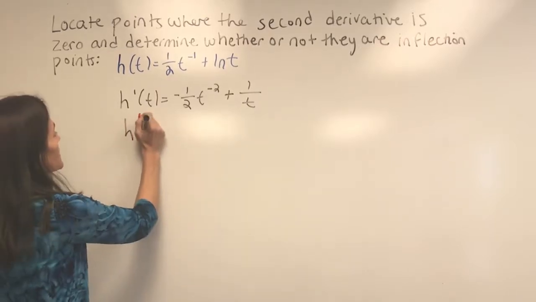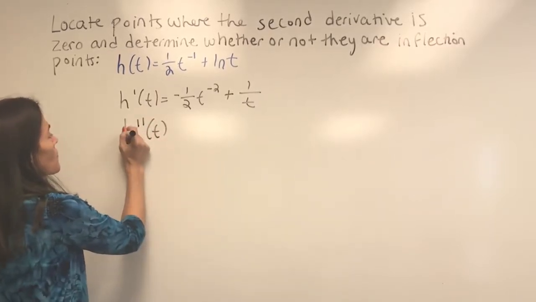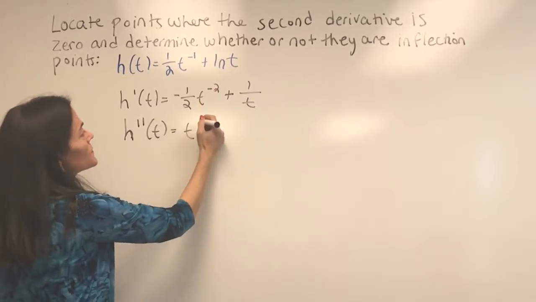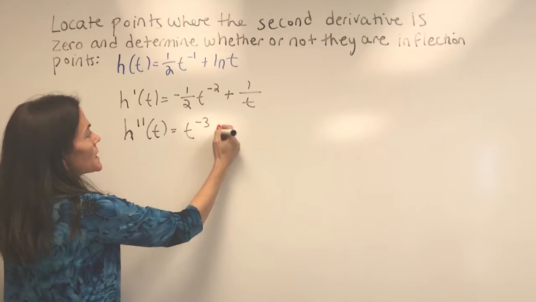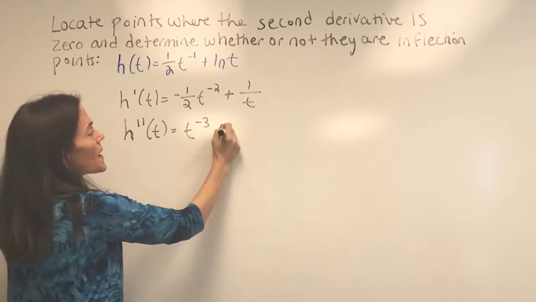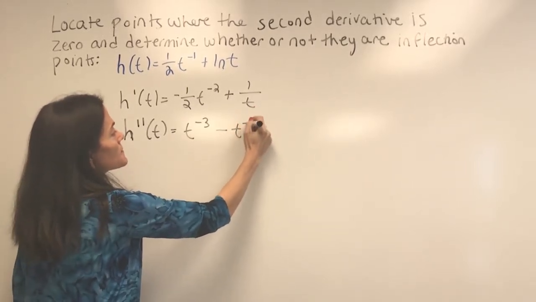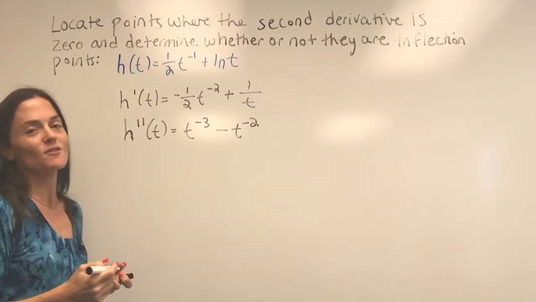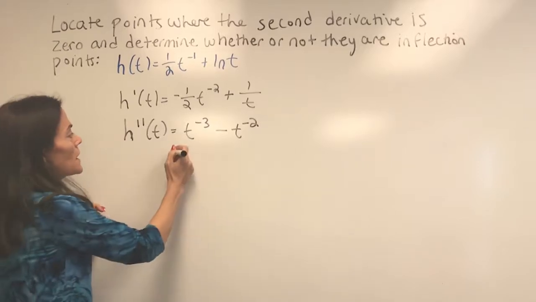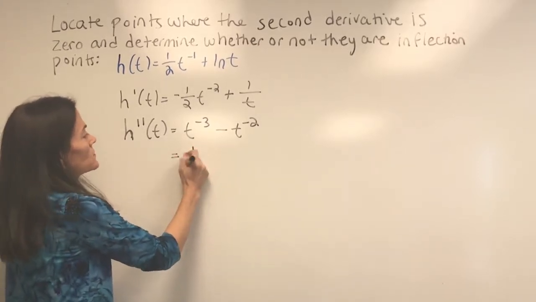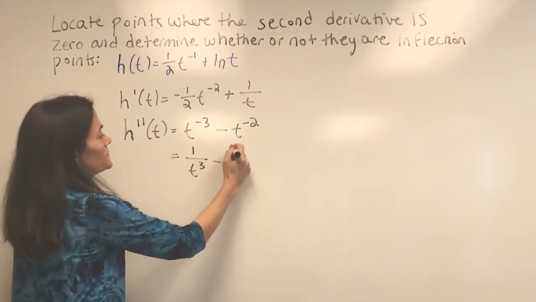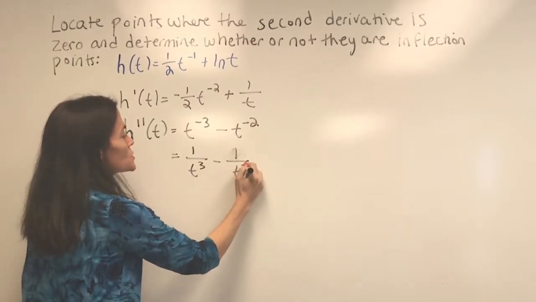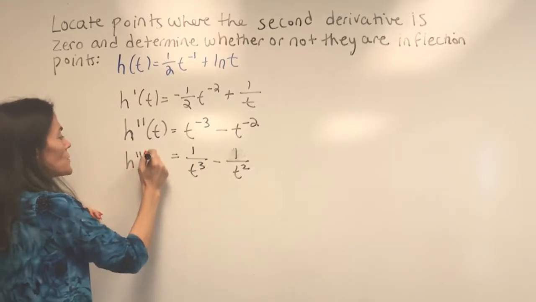So this is our first derivative. The second derivative, well, this becomes a positive t to the minus 3, and then this is a minus 1 power, so we get minus t to the minus 2, just like this. Now, if you want to set this to 0, there's a few things you could do. I might write it like this, 1 over t squared. So here's the second derivative.